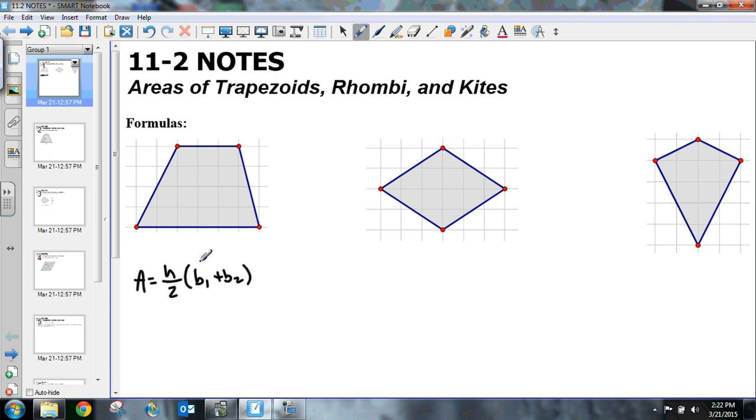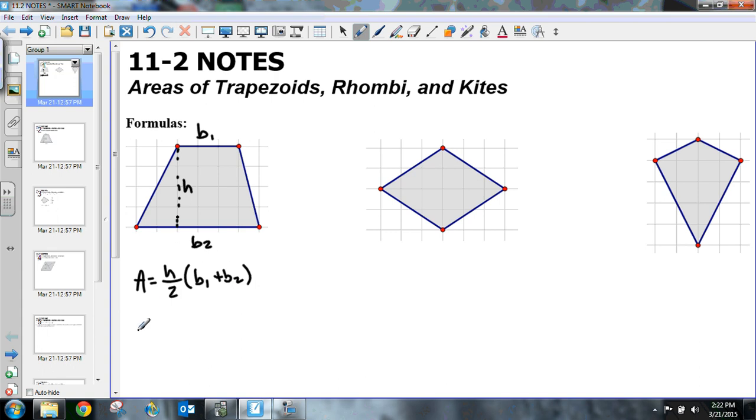Okay, and let me label what these measurements are here. I'm going to call this length my base sub 1. This is my first base. I'm going to call this length down here b sub 2. That's my second base. And then I'm going to call the vertical distance from the very top of my figure to the bottom my height. Okay, so I would use this. Right? And these are formulas that we should memorize.